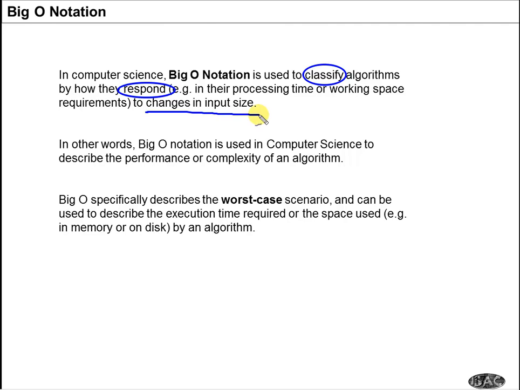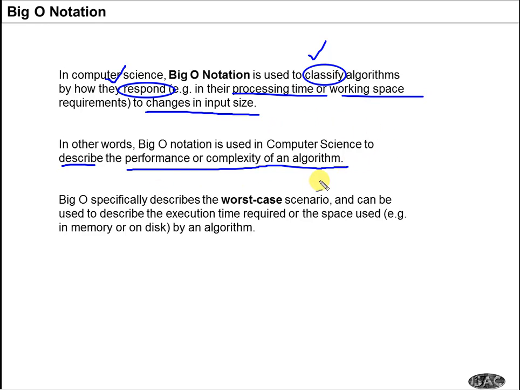So Big O Notation is used for two purposes. One is to classify, and the other is to find out how they respond to changes in input size for the processing time and working space requirement. Okay? In other words, Big O Notation is used in computer science to describe the performance or complexity of an algorithm. We also call it an analysis of complexity of an algorithm.